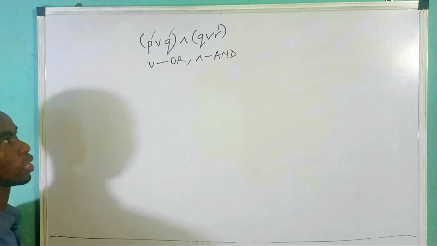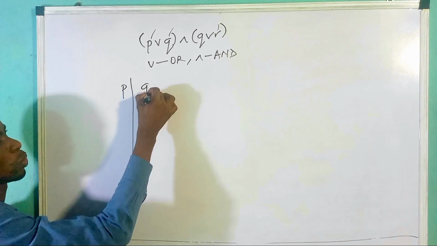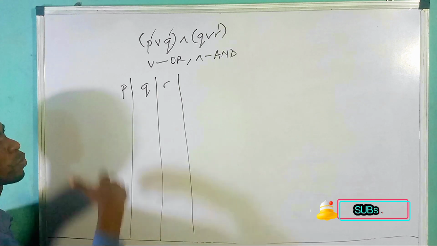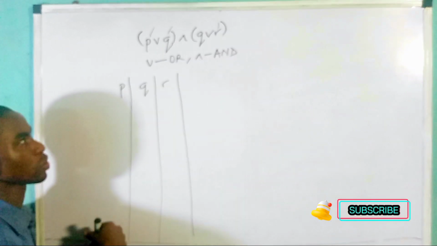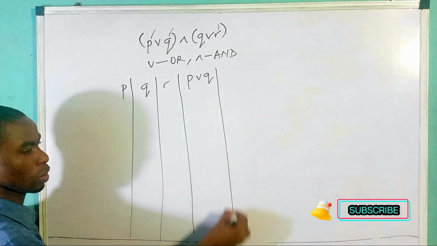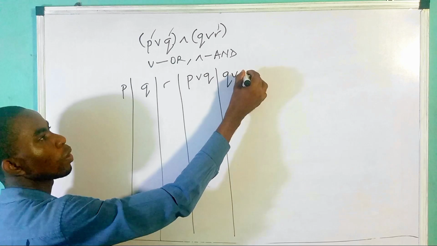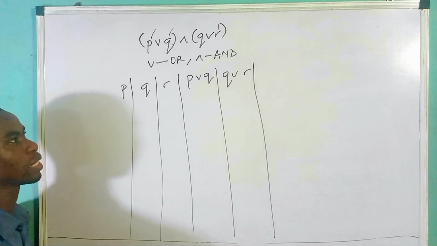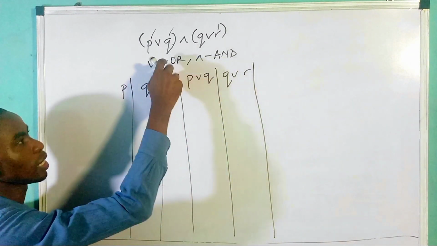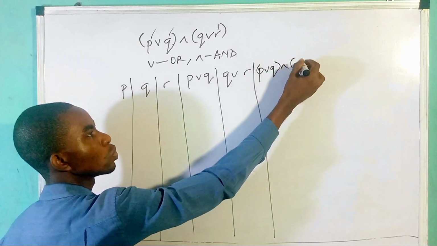So how do we draw a truth table? We have the propositions P, Q, R. Those are the three propositions. Now we are going to form the remaining columns based on our question. We are given P or Q, so I'm going to do that, P or Q. And then we're also given Q or R. And then lastly, we are told to bring the both of them together and use the AND operator. That is P or Q and Q or R.